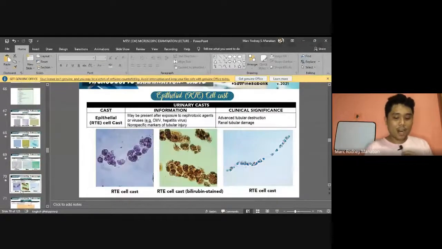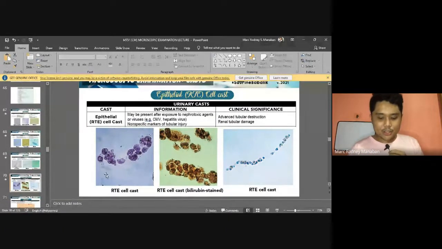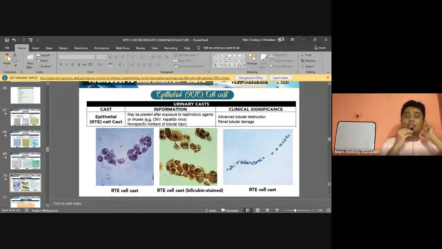Now, the next is your RTE cell cast. As you can see, the RTE cell cast has an appearance somewhat similar to WBCs, but take note that RTE cells are much larger than WBCs. You see it when there is possible damage to the tubules, such as renal tubular necrosis, caused by exposure to nephrotoxic agents like heavy metals, certain medications, and viral infections such as CMV and hepatitis virus. It is a non-specific marker of tubular injury. The clinical significance points to the tubules: advanced tubular destruction or renal tubular damage.